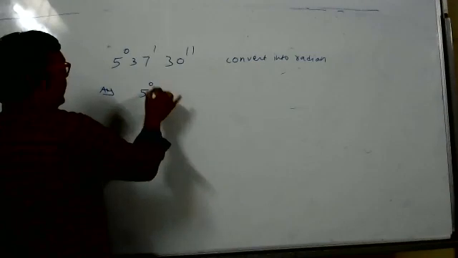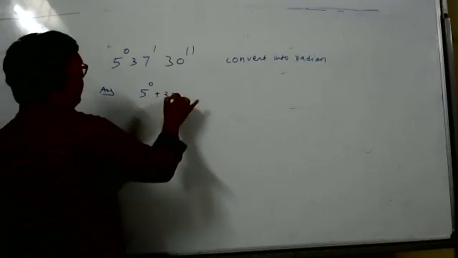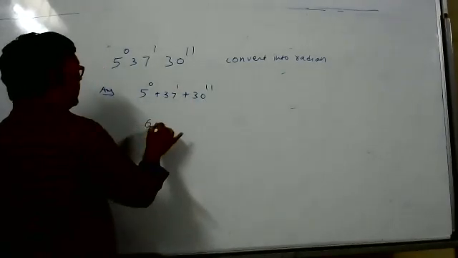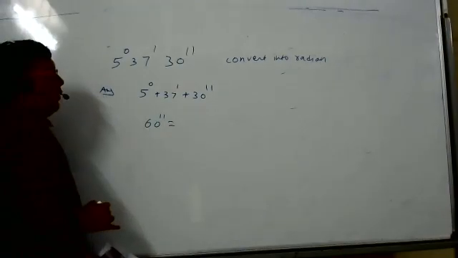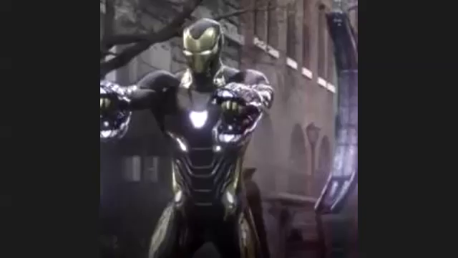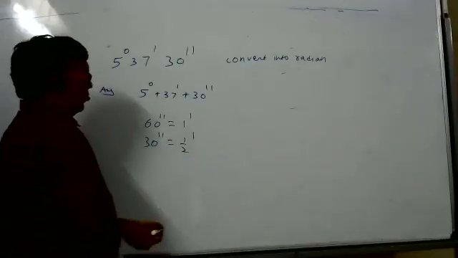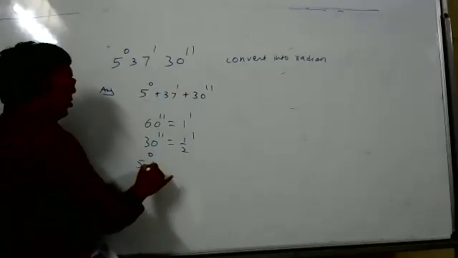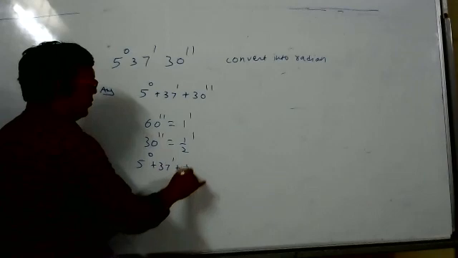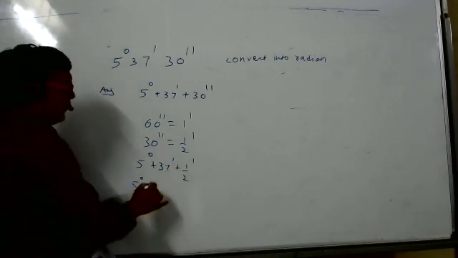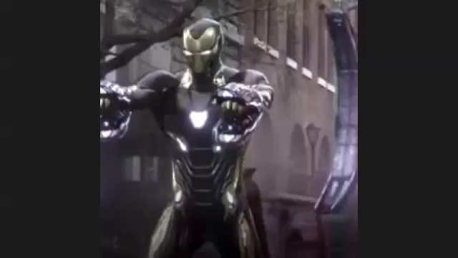5 degree is the same as 5 degree plus 37 minute plus 30 second. Now you know 60 second is equal to how many minutes, student? 60 second is 1 minute. So 30 second you can directly write as half minute. So this question has changed to 5 degree, 37 minute plus half minute. 37 minute plus half minute is 37.5 minute. Half minute is 0.5.